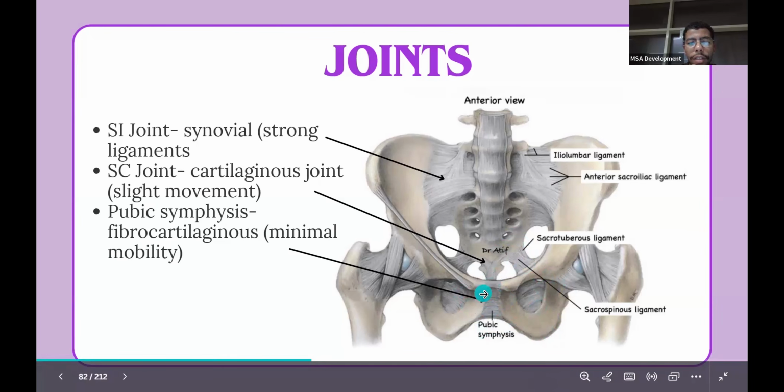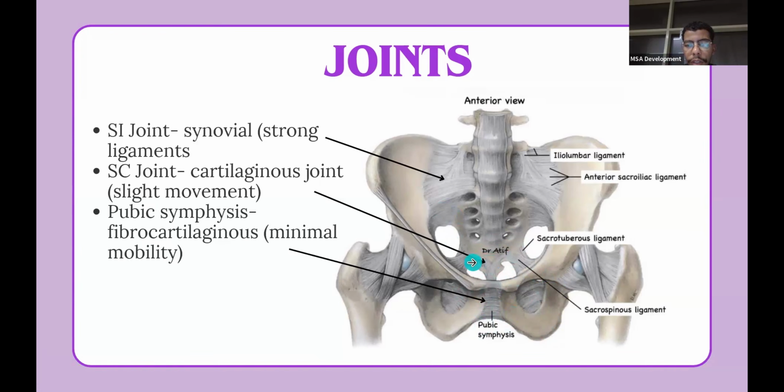Just know that the pubic symphysis is fibrocartilaginous. That's important. They might ask you what type of tissue is found in the pubic symphysis. And the sacrococcygeal joint is here between the sacrum and the coccyx at the bottom. This one is also a cartilaginous joint, so there is slight movement between the sacrum and the coccyx.